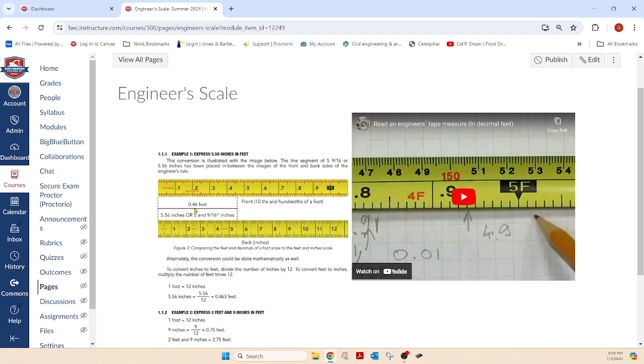So that's how you convert inches to feet. You divide by 12. In this case, we had 5.56 inches. We divided that by 12, and it gave us 0.46 feet, almost a half a foot. So that's your conversion factor.